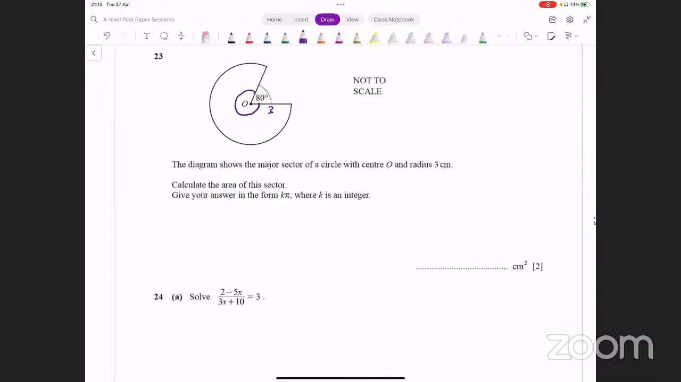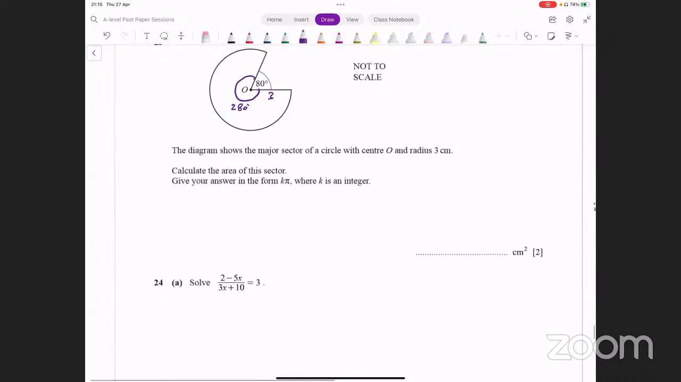360 minus 80. What does that give you? That gives you 280. The angle of the major sector is 280 degrees. Now, what's the formula for area of a sector? It's theta over 360 into pi r squared.